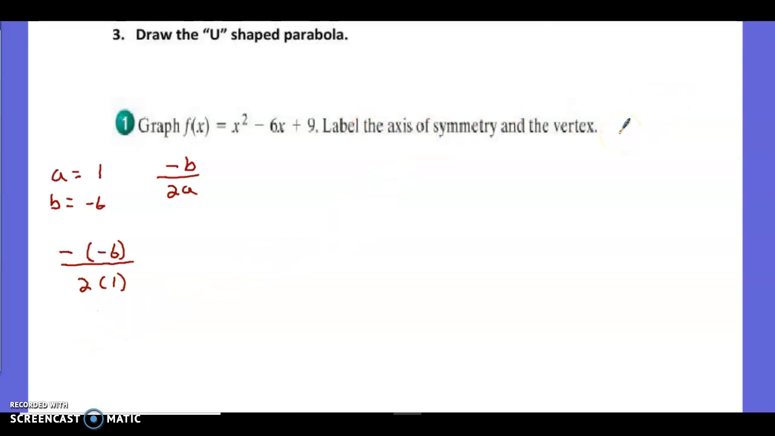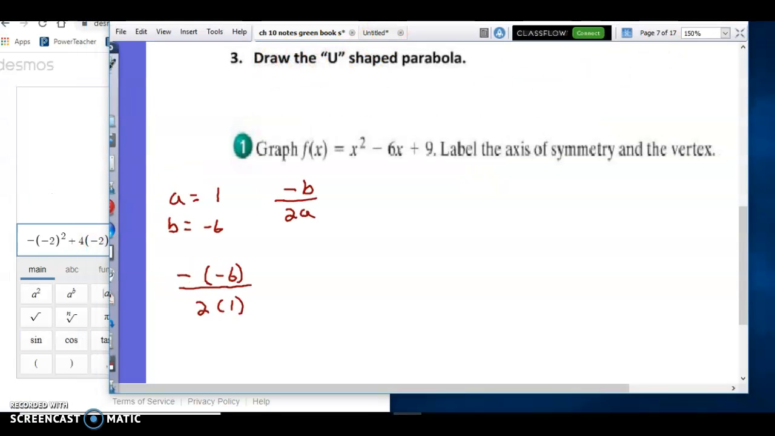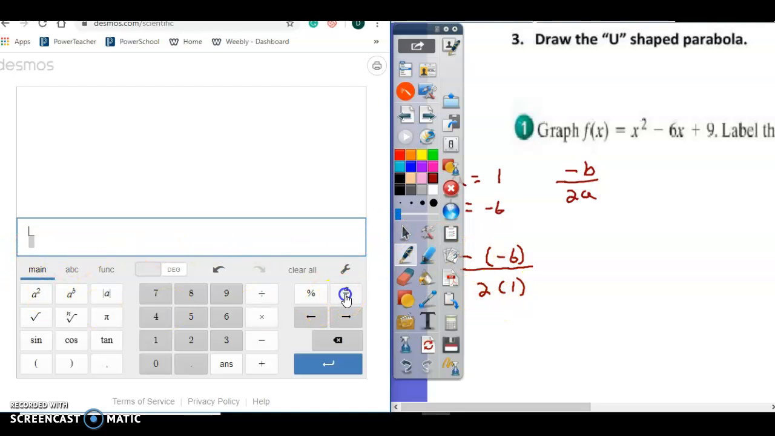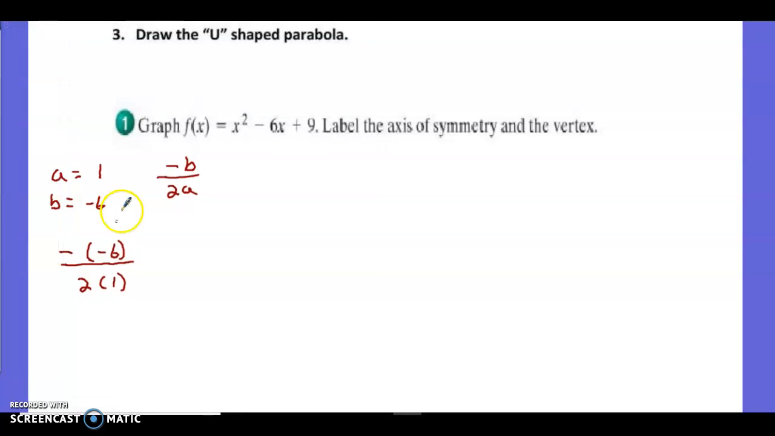If you are still having problems with that, make sure you go ahead and access your calculator and type it in exactly as you see it. You can use this button right here. We have a negative parentheses negative 6. Then on the bottom, we're doing 2 times 1, which is just 2, but I'll just go ahead and put it in there. And that gives us 3. So I go back to here. My x value of the vertex equals 3.